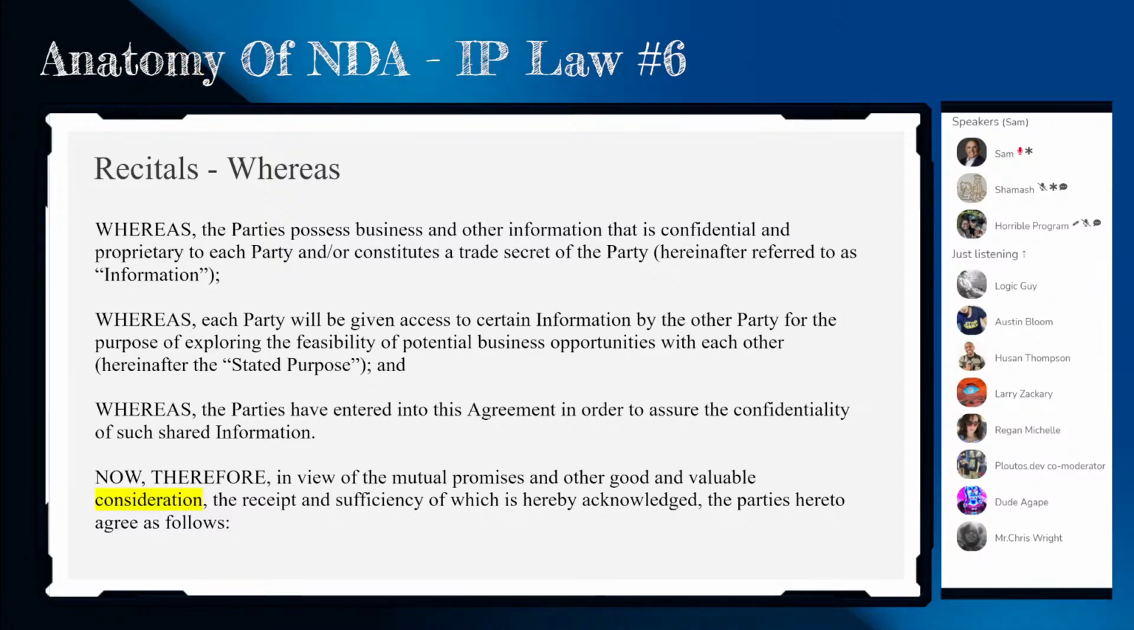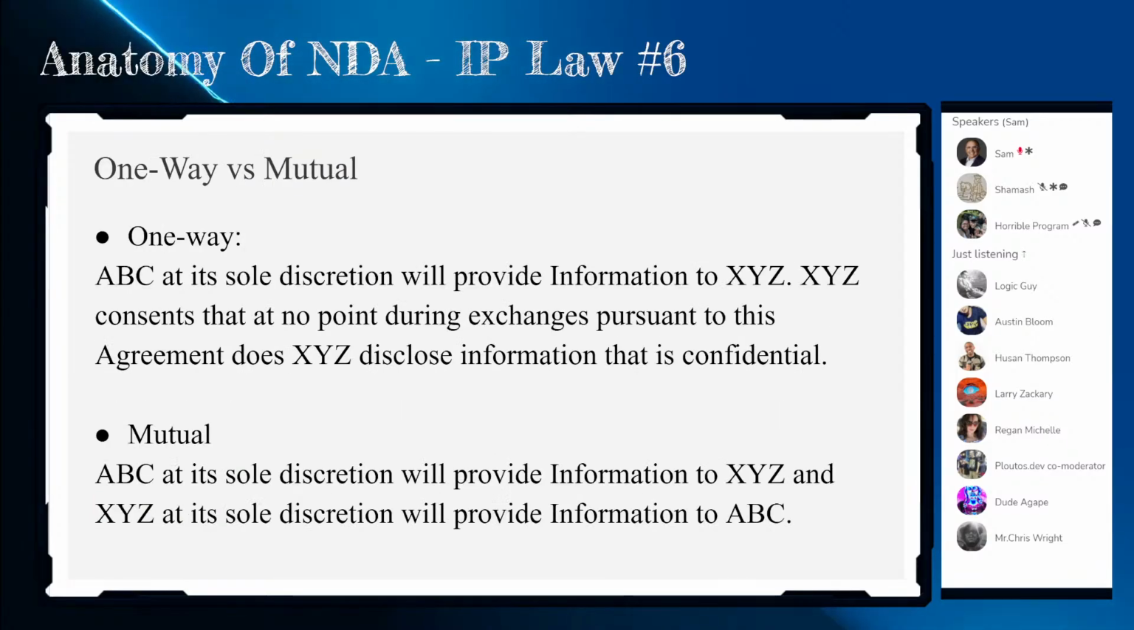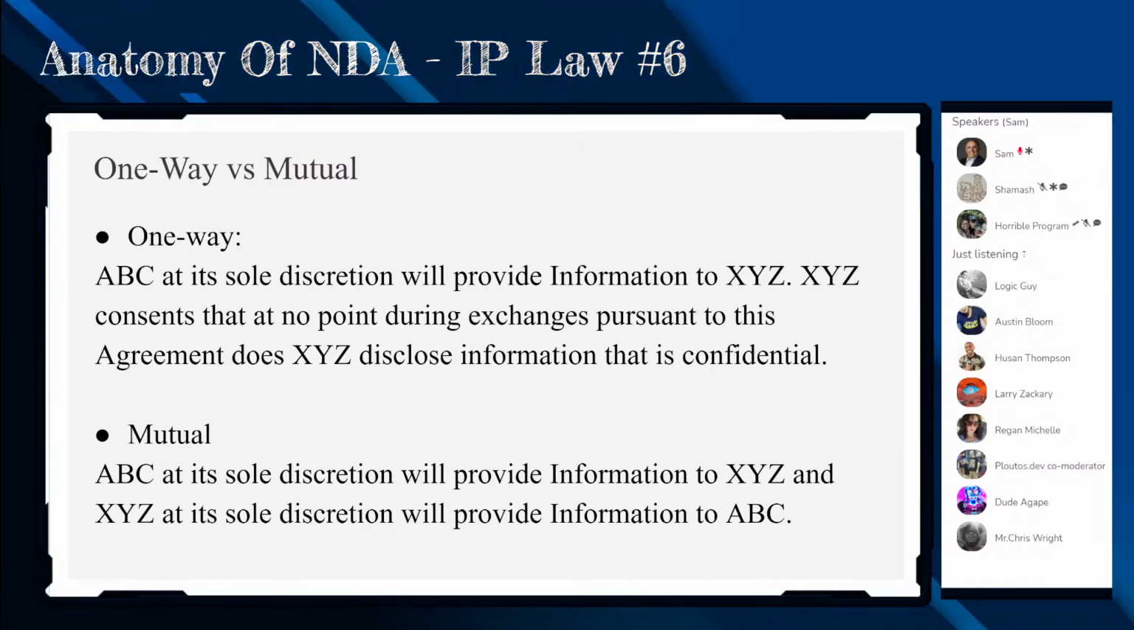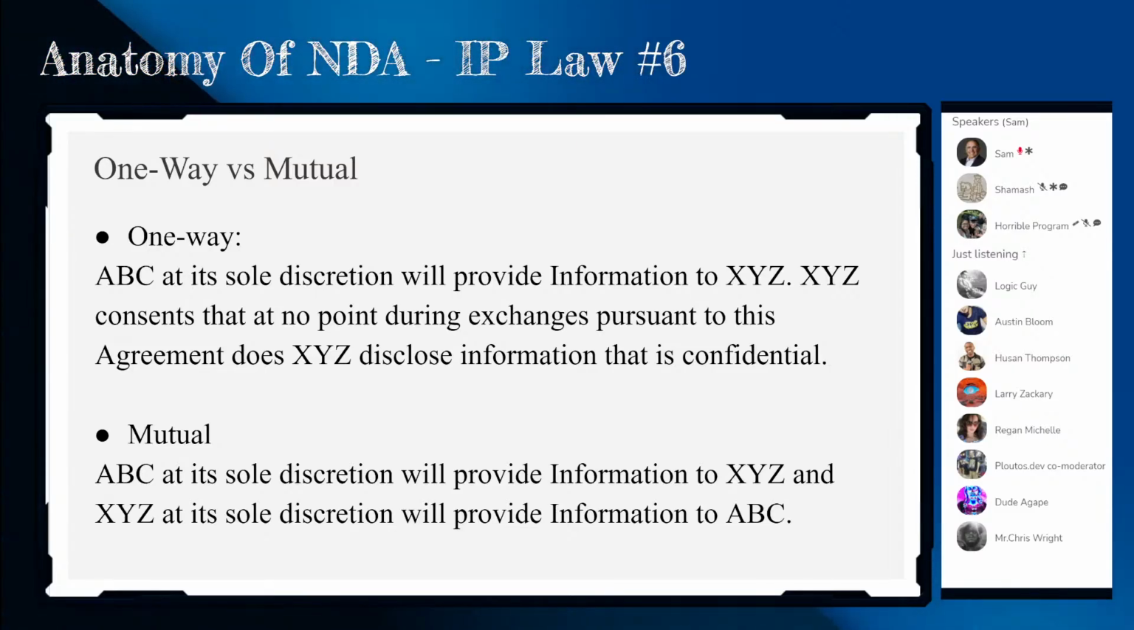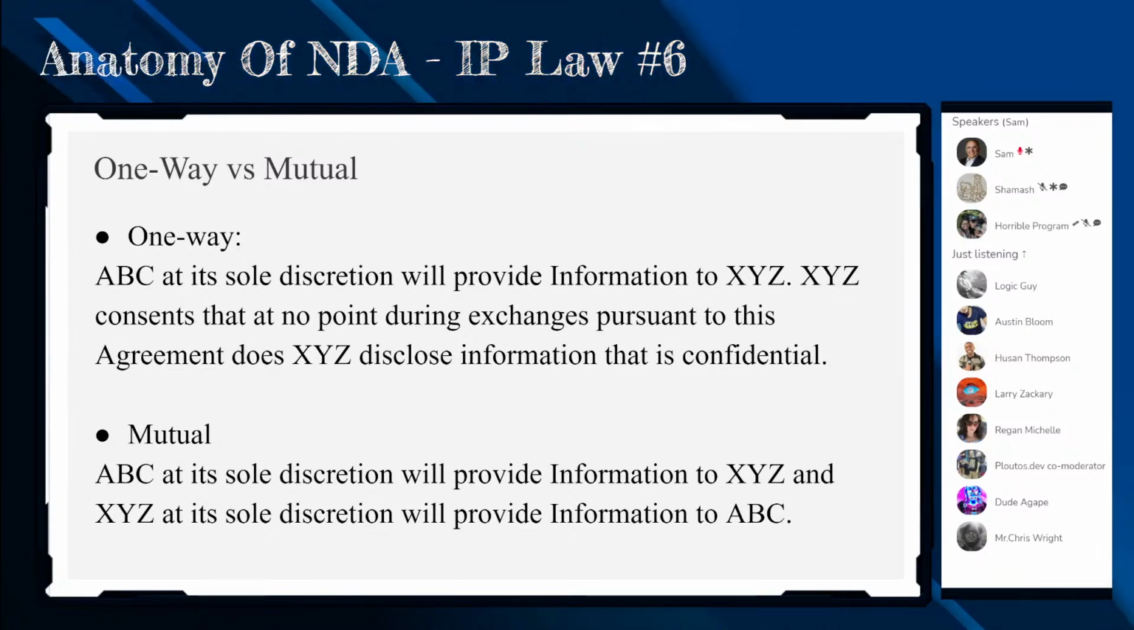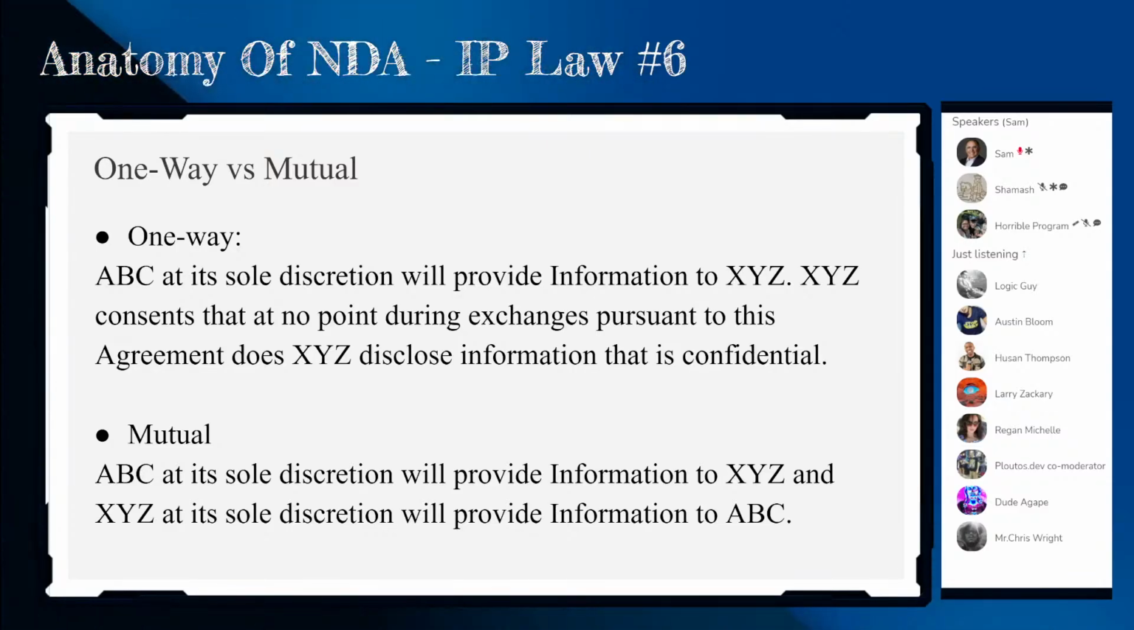Any questions on this? All right. So the next statement tells us whether this is a one-way or mutual non-disclosure agreement. So slide 9, in a one-way non-disclosure, it says ABC at its sole discretion will provide information to XYZ. XYZ consents that at no point during exchanges pursuant to this agreement does XYZ disclose information that is confidential. So that's a one way from ABC to XYZ.